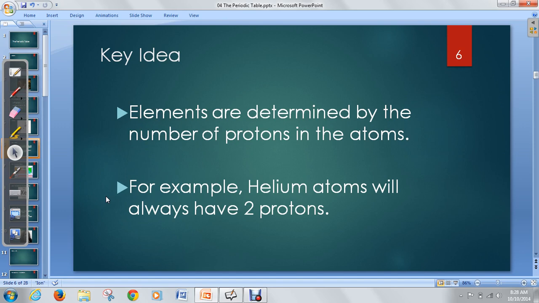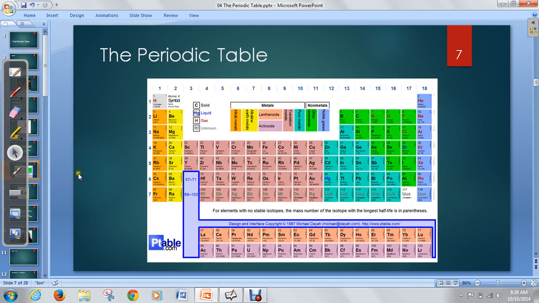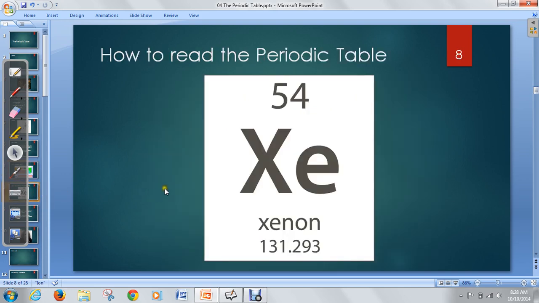So no matter what the element, you can look at the protons and determine which element it's going to be. And so the periodic table is really just a list of all these different elements based on the atoms that form them, these protons and neutrons and electrons. Okay, so let's say we look at a single square in this periodic table. Let's look at xenon, for example.